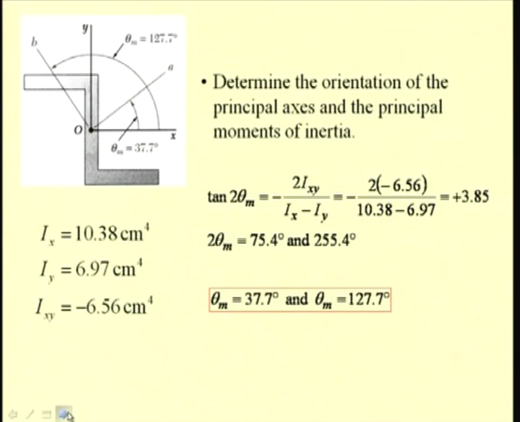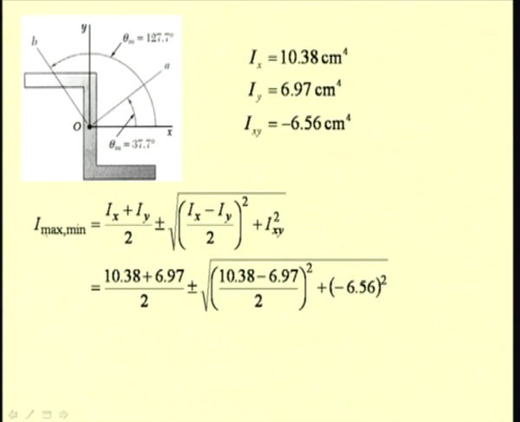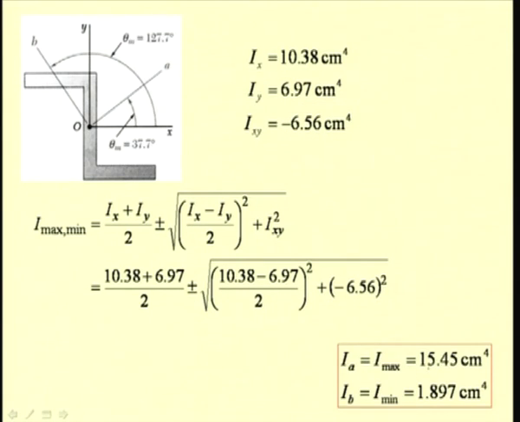Now, we can also determine the corresponding principal moments from this equation: Imax, Imin is equal to I average, which is Ix plus Iy by 2, plus or minus the radius of that circle, that is the square root of Ix minus Iy by 2 squared plus Ixy squared. Knowing these values, we find that Imax and Imin are 15.45 centimeter to the power of 4 and 1.897 centimeter to the power of 4. So, this problem illustrated how we use the product of inertia and the second moment of inertia with respect to an axis to determine the second moments and product of inertia with respect to a rotated axis, and also the principal axis and the principal moments.